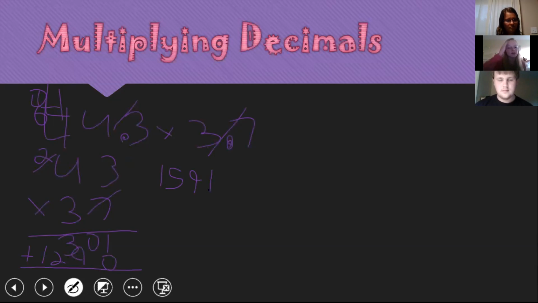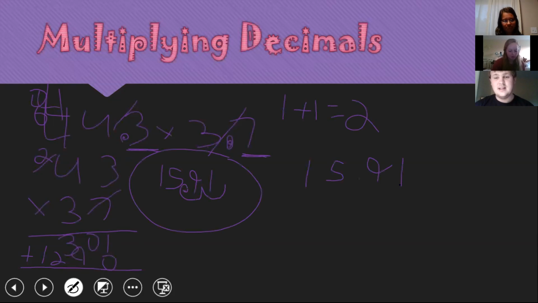We get 1,591. So this is when our decimals start coming into place. What we do is look at how many spaces are to the right of the decimal in each one. On 4.3, it's just 1 space to the right of the decimal, and the same thing with 3.7. It's just 1. So we have 1 plus 1, which equals 2. That is how many spaces you move your decimal to the left of the answer you got. So we move our decimal 1, 2. Your real answer is going to be 15.91. That makes sense so far?